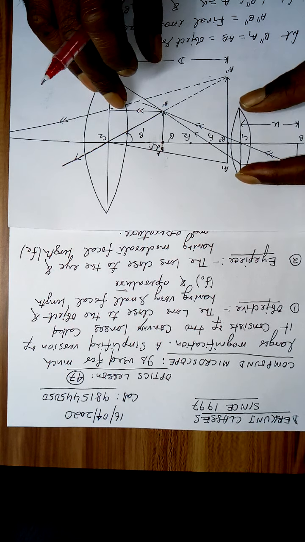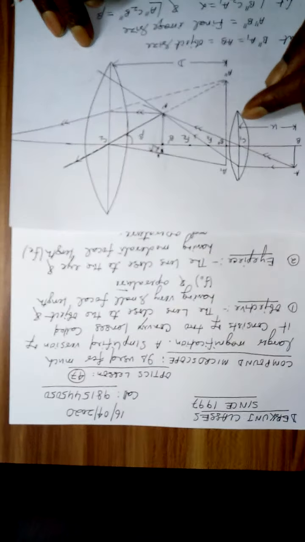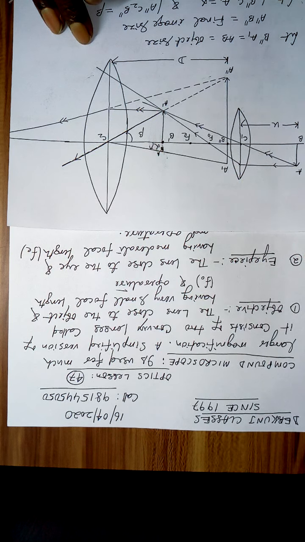Its aperture means opening. If you compare here, the opening of this lens is this much. The opening of this lens is this much. That opening is called the aperture. So it has a small aperture and a very small focal length f0.